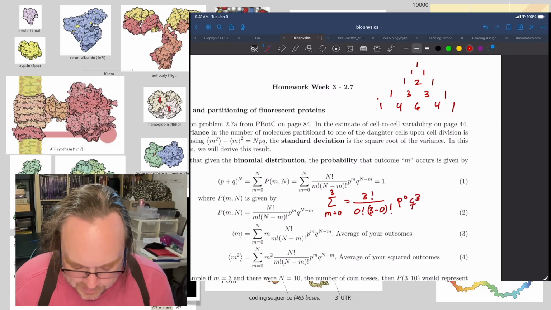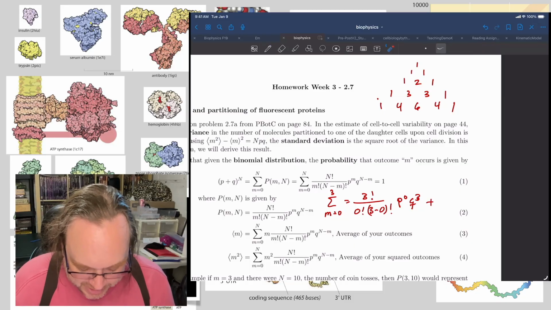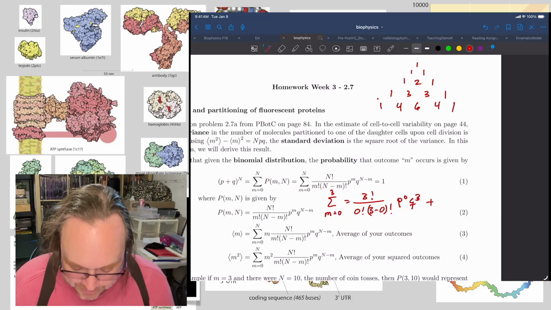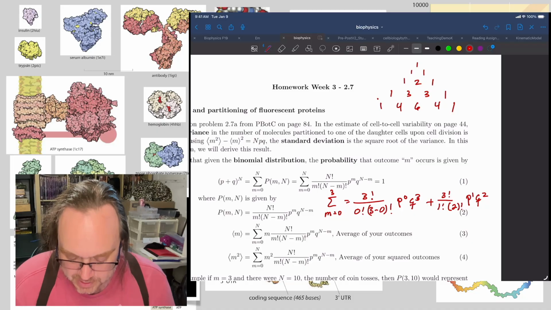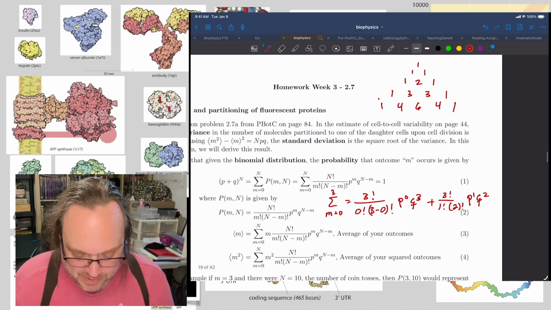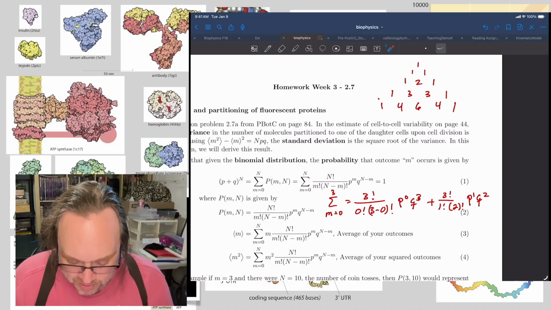Okay. And then I have to do the next term in the sum, and the only thing that changes here is m gets 1 bigger. So now I do the next term in the sum. I've still got 3 factorial in the numerator. Now I have 1 factorial down below. And now I have 2 factorial here. And then this is now times p to the 1 q squared. Okay? And then I write out the next term. But I'm not going to write them all out, but there's going to be 4 in total.